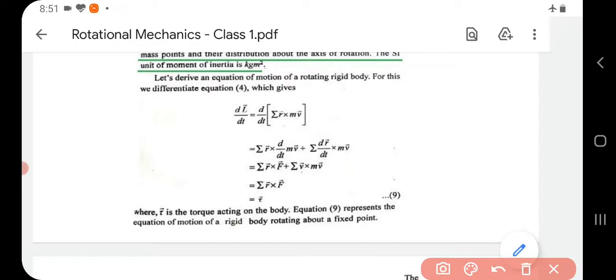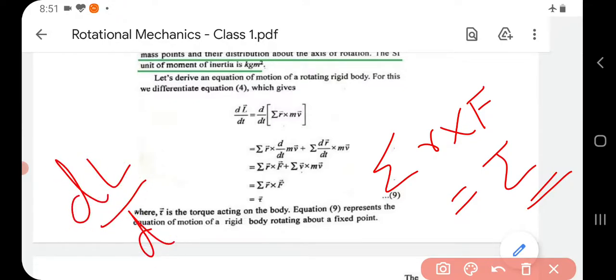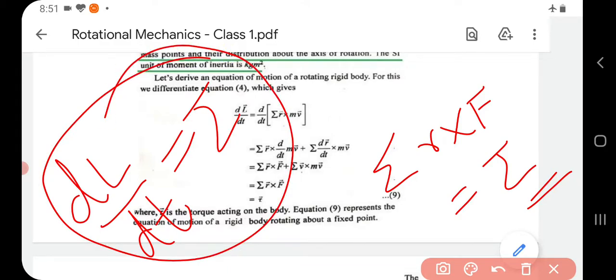Torque acting on the body. Sigma r cross F is the torque acting on the body. So in this equation 9, tau equals r cross F, that is, sigma r cross F is equal to tau. Okay, so what is on your LHS? dL by dt, that is the rate of change of angular momentum with time, and that is equal to torque tau. So dL by dt, the rate of change of angular momentum with time, equals tau. This is the equation, that is equation 9.